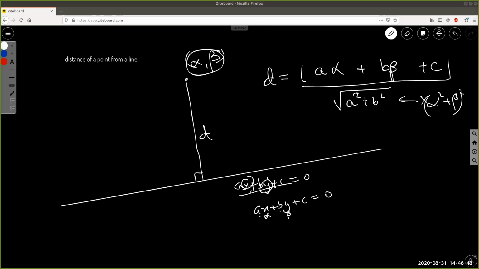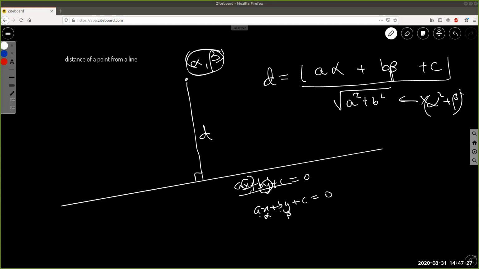What is the equation of the line? The equation of the line is 4x minus y is equal to 5. Is it in the standard form? No, 4x minus y minus 5 is equal to 0. What is the value of A? A is 4. So D will be equal to alpha into A, which is 8, plus B times beta. Tell me the ABC values: A is 4, B is minus 1, C is minus 5.